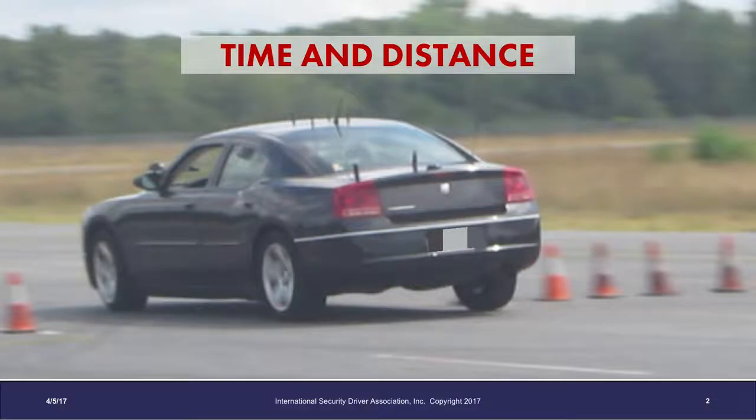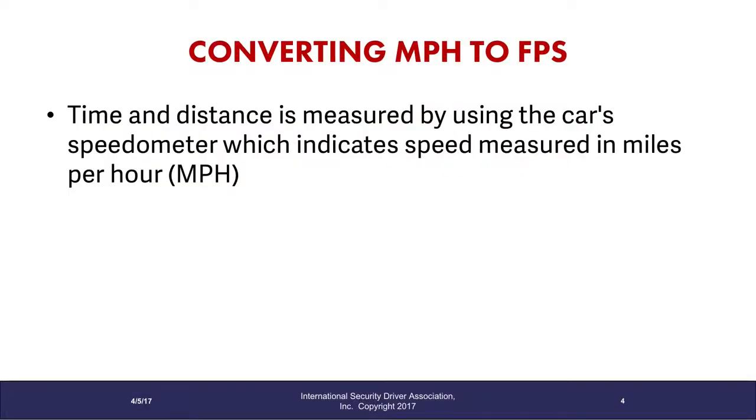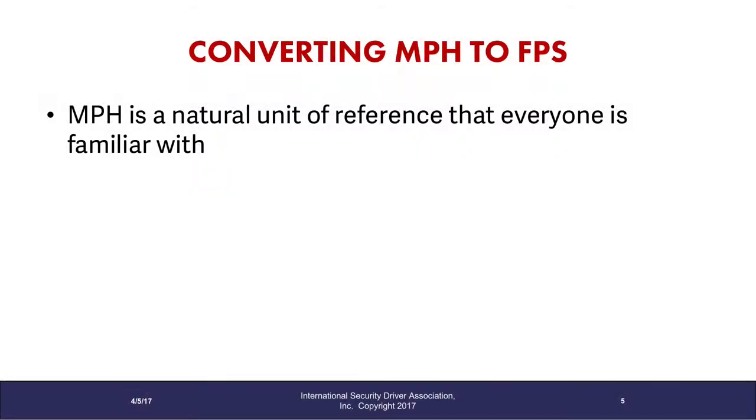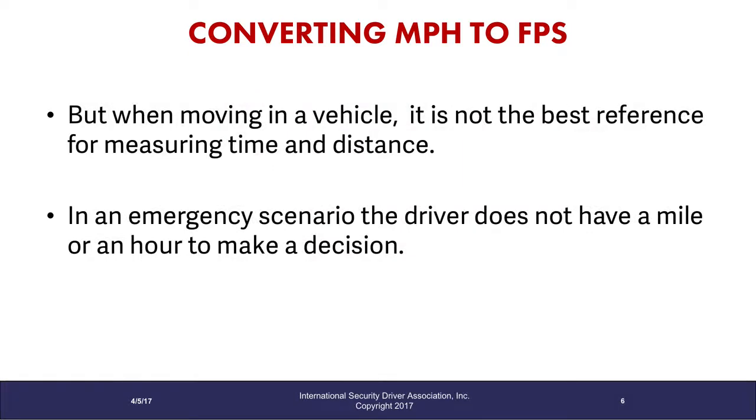When moving through any scenario, the driver is managing time and distance. Time and distance is measured by using the car speedometer, which indicates speed measured in miles per hour. Miles per hour is a natural unit of reference that everyone is familiar with. But when moving in a vehicle, it's not the best reference for measuring time and distance.